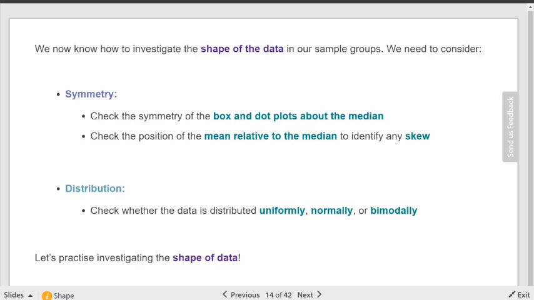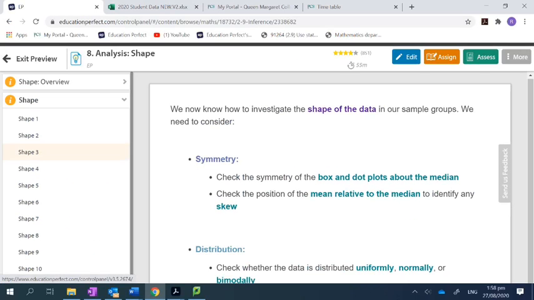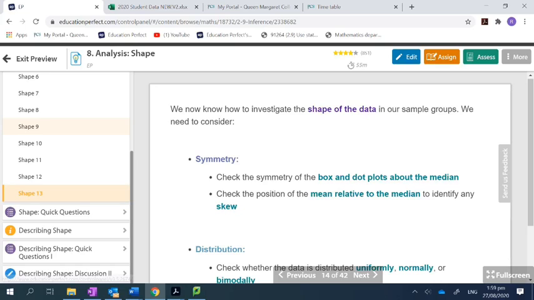So we need to talk about symmetry. Does the mean and the median equal? That means we have symmetry. And then we need to see if it's uniform, normally distributed, or bimodal. Okay? So you're going to have some homework where you practice that. Hopefully y'all are doing it.